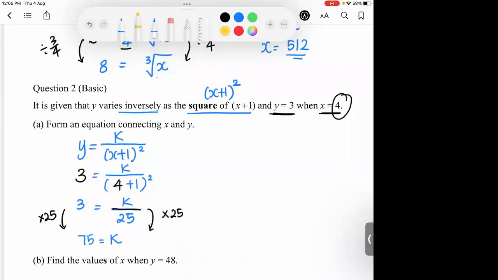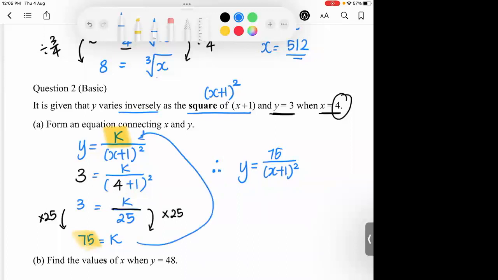So what I need to do, this k is the number 75. I need to plug it back into my original question. Therefore, my final answer is y equals, the k now changed to the number 75, over x plus 1 whole thing squared. Some of you will plug back the number y is 3, x is 4. Don't need. The y is still y, the x is still x. You just put it back into this part of the equation. So this one is our answer.